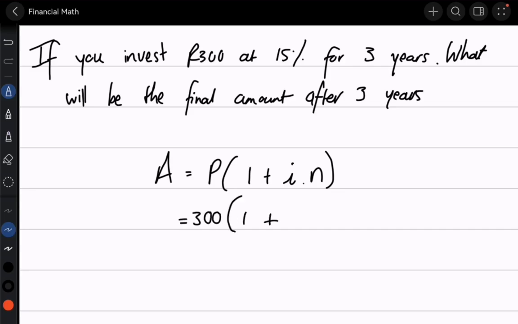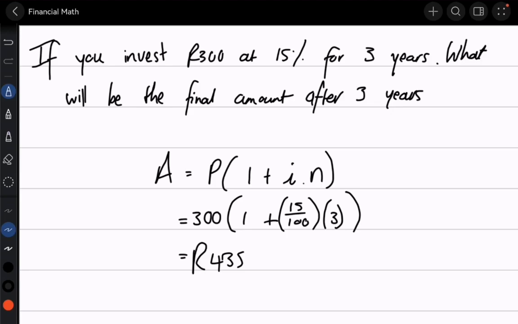1 plus i. What did I say when it comes to the interest rate? It always needs to be as a decimal. So you can just say 15 over 100, or you can just put 15 over 100 in your calculator and then substitute. Then multiplied, I just like putting some brackets, multiplied by 3 years. And then we have that. And if you punch everything in your calculator, you should be able to get 435. And that's it.